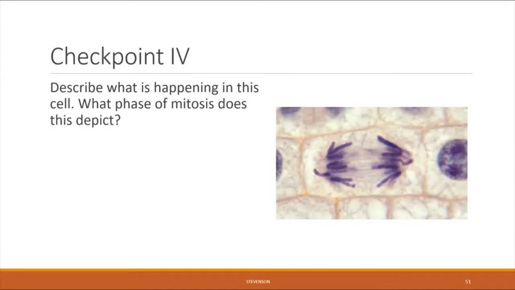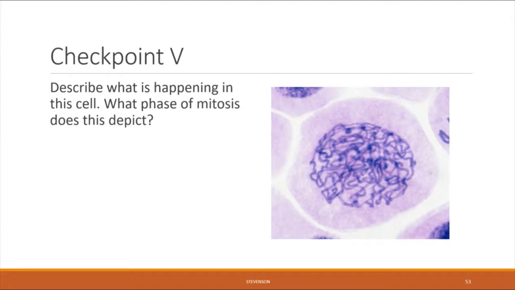So at this point, you've seen both animations and actual videos of cells undergoing mitosis, and I'm going to present you with just a few pictures of cells that are still images captured at a particular stage of mitosis. In this image right here, I want you to describe what is happening in this cell and tell me what phase of mitosis it depicts. Likewise, in this one, tell me what is happening in this cell and also what phase of mitosis it depicts.